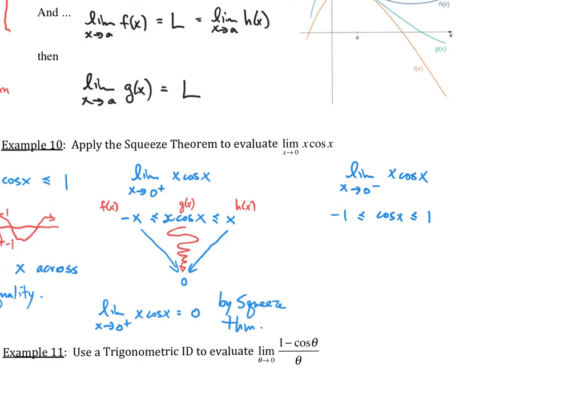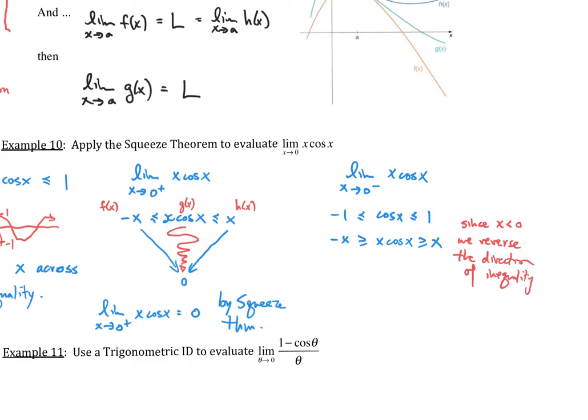So what we're going to have is negative x is greater than or equal to x cosine of x, and that's greater than or equal to x. Now this is true. I'll put a little comment here. Since x is less than 0, we reverse the direction of the inequality.